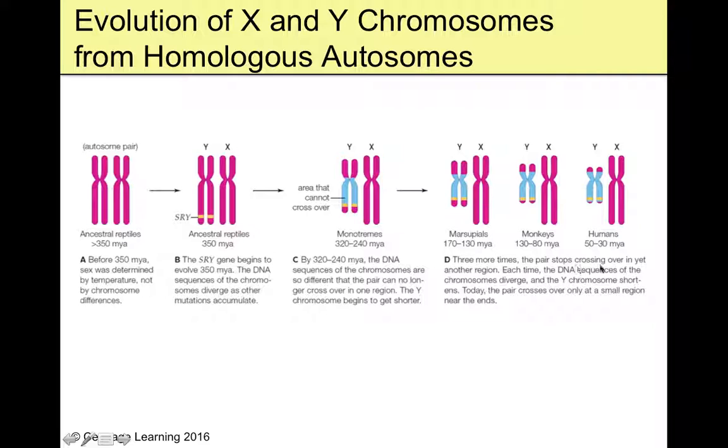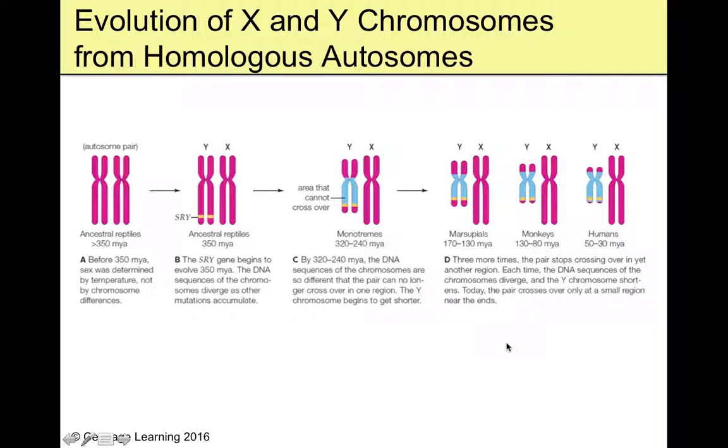Three more times, the pair stops crossing over again and again, over just like 100 million years. Each time the DNA sequence of the chromosomes diverges, the Y chromosome shortens and shortens. Today, the pair crosses over only in a small region near the ends. So this is the human Y chromosome now, which determines our gender.